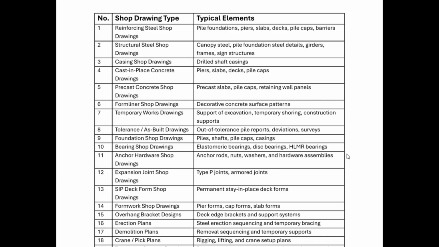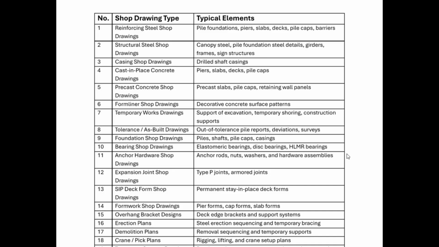So next time you get a reinforcing steel shop drawing related to pile caps, you can go to my cheat sheet or my video to check what things are mandatory to be reviewed by the engineer of record to approve or reject the drawing. Number 2 is structural steel shop drawing. The elements are canopy steel, pile foundation, steel details, girders, frames, sign structures.